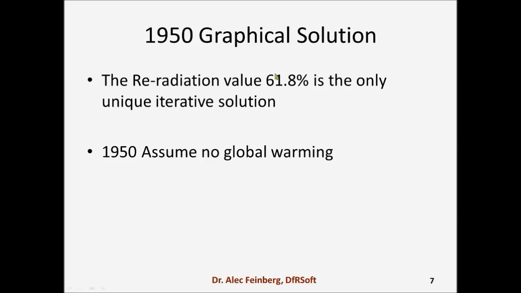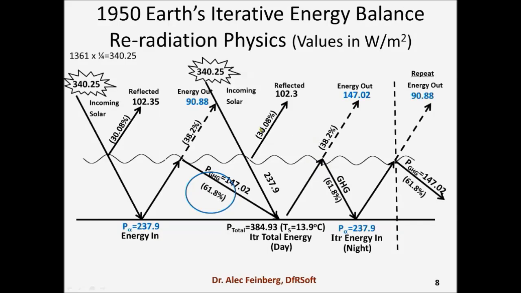So let's start off with 1950, and we're going to look at a graphical solution to figure out how much that re-radiation value is, which turns out to be 61.8. We're going to look at the graphical solution as well as the mathematical solution. And in 1950, we're going to assume no global warming, so it's an assumption of the talk.